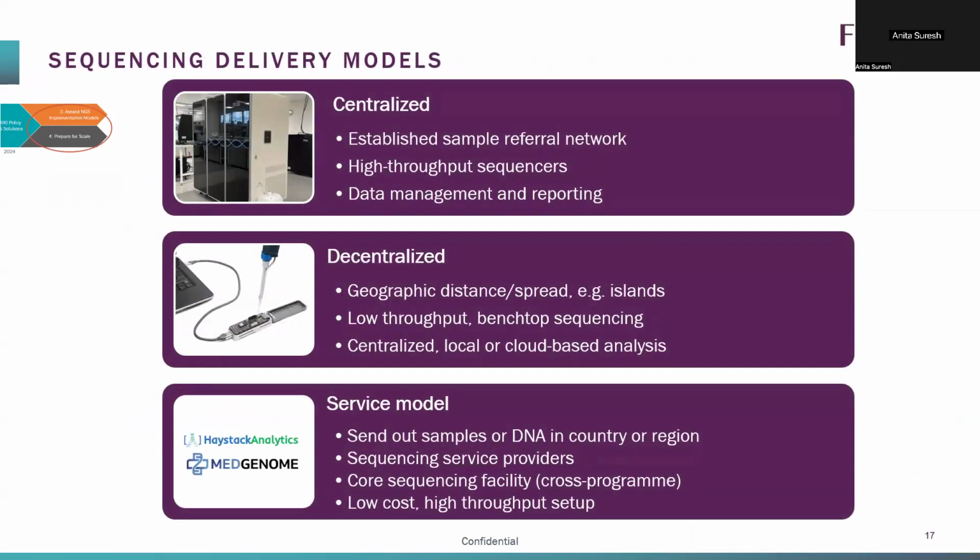Well, the last couple of things are more out there, right? Because we talk about this as if it's a standard one size, one methodology for every country, and the national program will use it, it's centralized, and so on. It's obviously multiple different models that might fit different countries, and in some countries, a combination of these models. So obviously centralized is the most obvious one, where an established sample referral network might exist in countries.